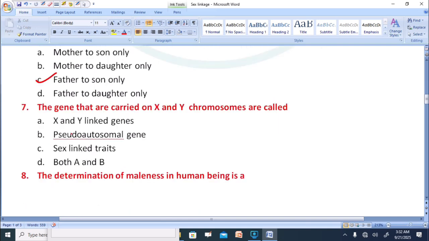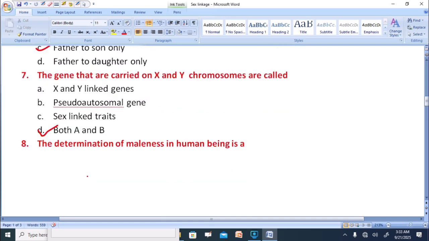The next question: the genes that are carried on X and Y chromosomes are called option A X and Y linked genes, option B pseudoautosomal genes, option C sex linked trait, option D both A and B are correct. The right answer is option D, both A and B are correct.